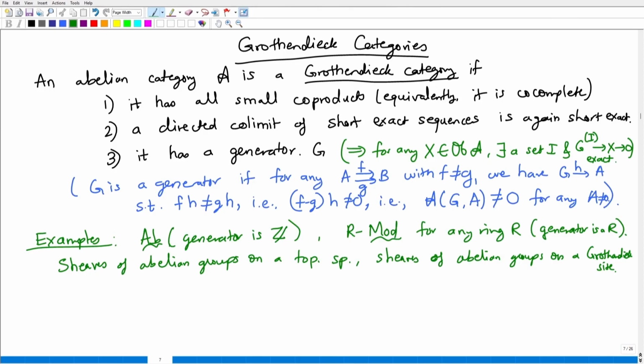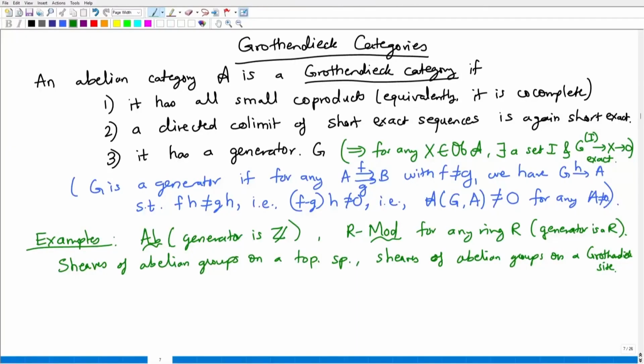Commutative rings? I never said anything about commutative rings. No, why are you asking that? A single commutative ring? The category of commutative rings? No, the category of commutative rings is not even balanced. So if it is not balanced, it can't be abelian. So obviously it's out of the question.